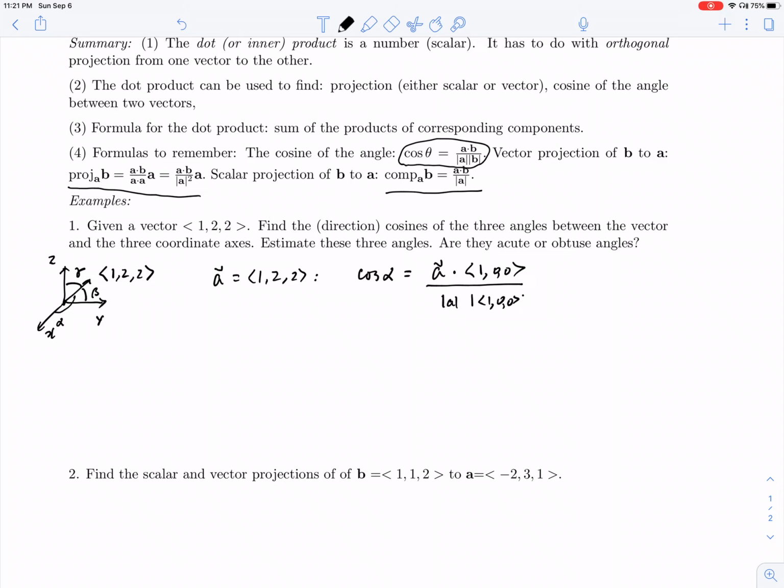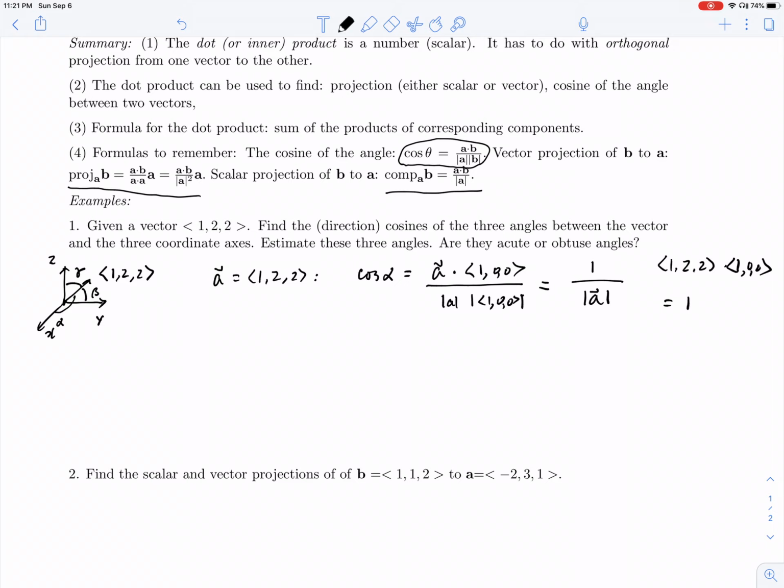But you can see the length of this vector (1, 0, 0) is 1. It's called a unit vector. So this is going to be exactly over here: we have A's length in the denominator. And on top is simply going to be 1, because we know the dot product of (1, 2, 2) and (1, 0, 0) is the sum of the corresponding products. So it's just going to be 1.